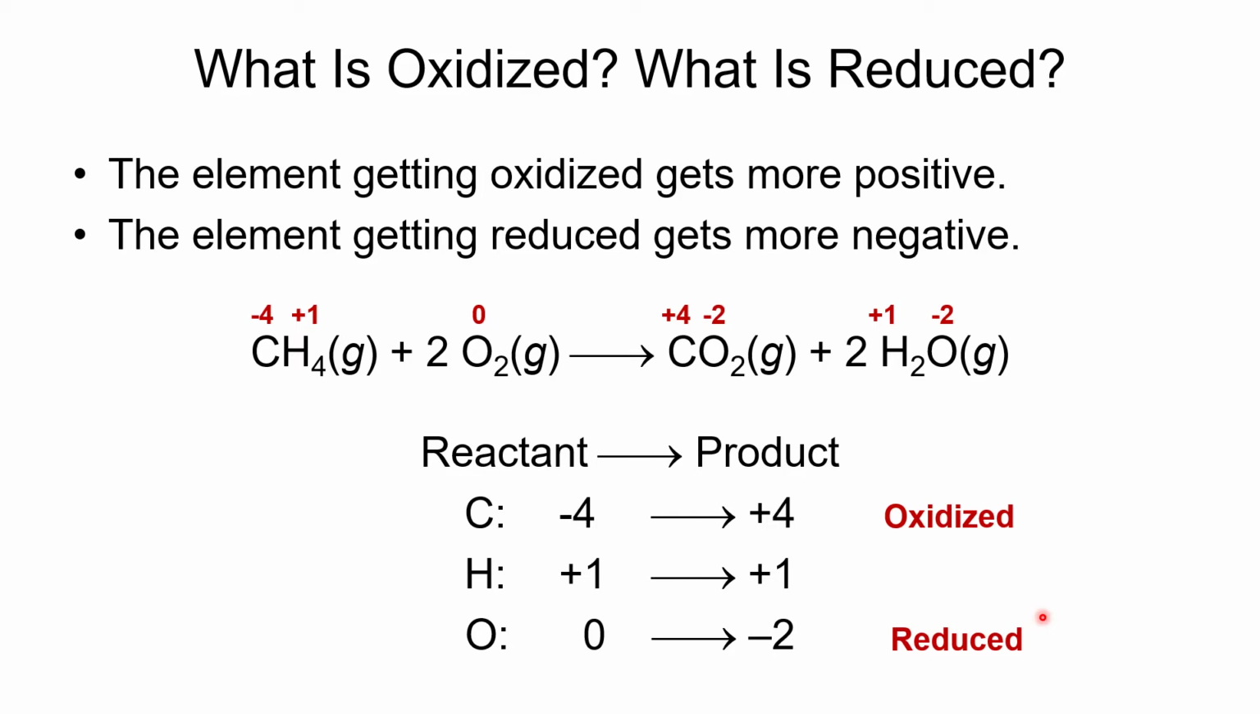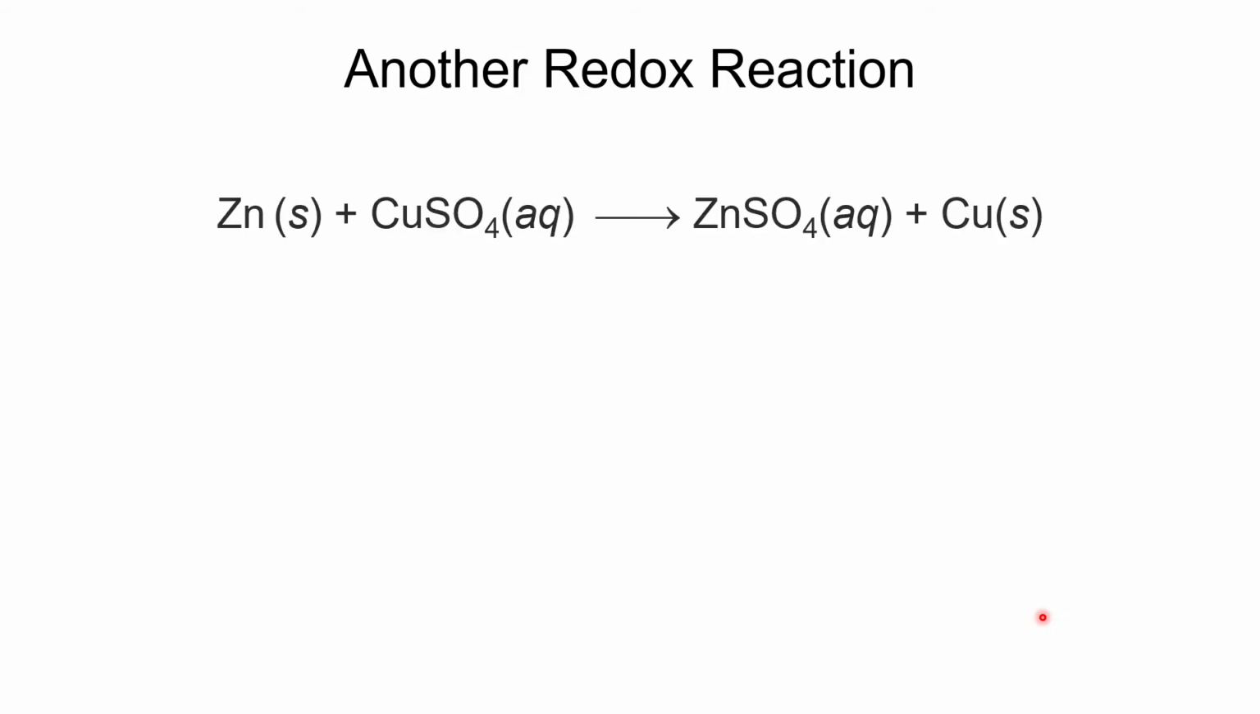Let's do another one. So here we've got zinc plus copper(II) sulfate, and it gives us zinc sulfate and copper metal. So zinc is 0, in the copper(II) sulfate, copper is +2, oxygen comes out to -2, and then the sulfur comes out to +6. I'm not really going to go through that one in great detail. I'm just going to say if you're still having trouble doing oxidation numbers, go back and practice the previous part.